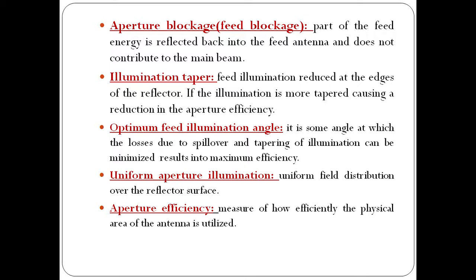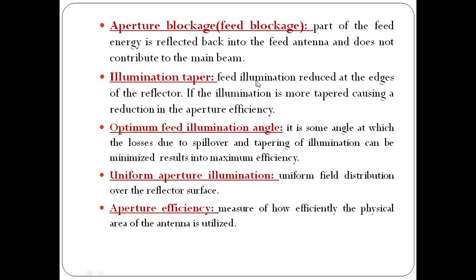If your feed itself acts like a blockage to the reflector antenna, then you cannot generate the secondary pattern. Some portion of the feed energy is reflected back into the feed itself. That is what is called aperture blockage. When you take a larger value of f by D, that results in what is called illumination taper.